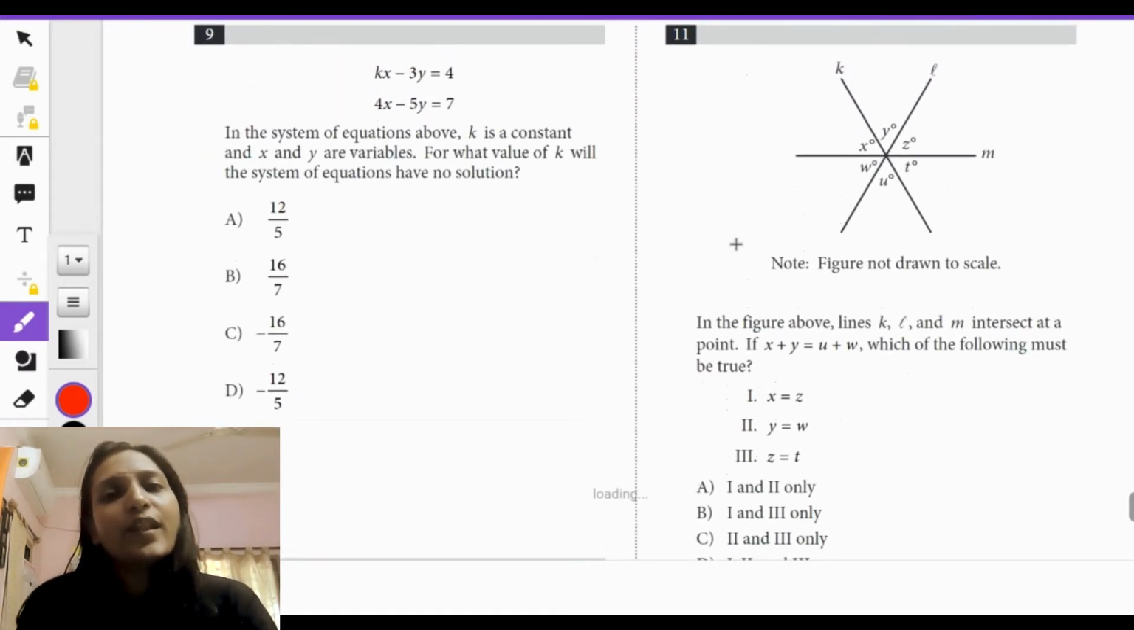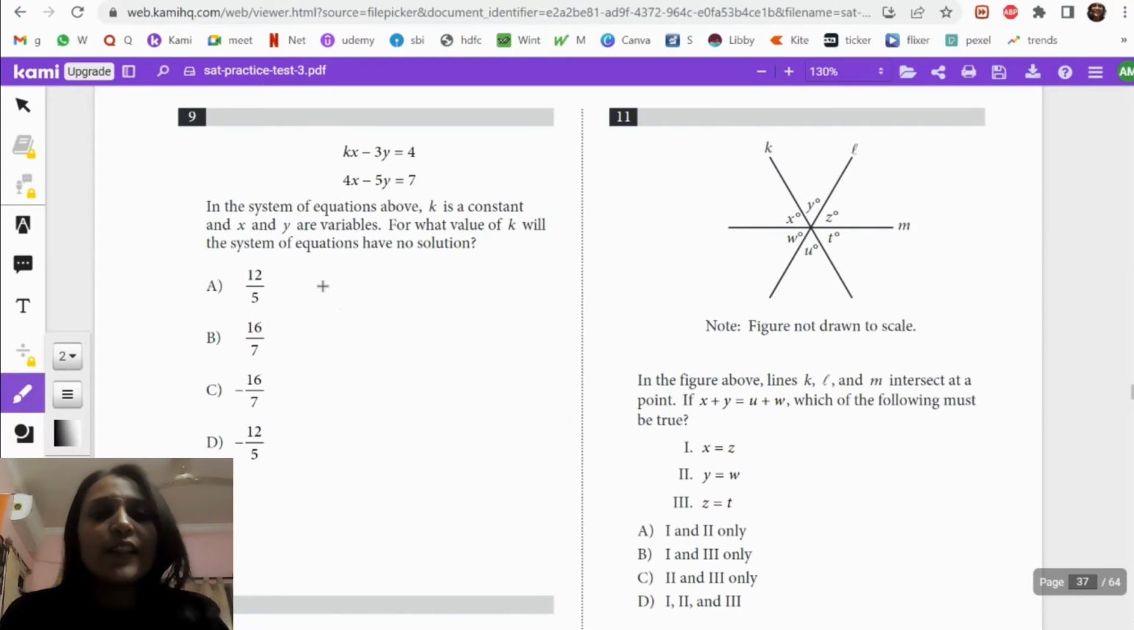Let's move ahead to the next question. All right, in the next question here, in the system of equations above, k is a constant and x and y are variables. For what value of k will the system have no solutions? So, no solutions typically happen when the equations have the same or similar left hand side and the right hand side is different. So, let's take a look at this.